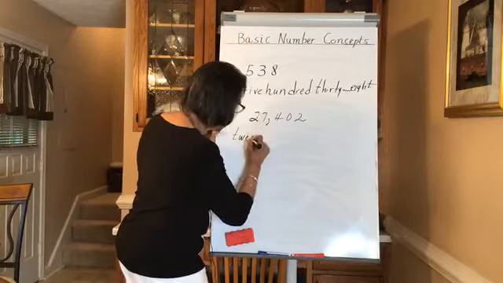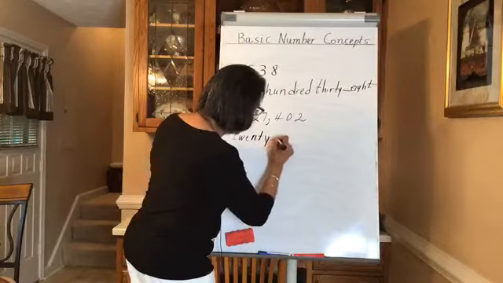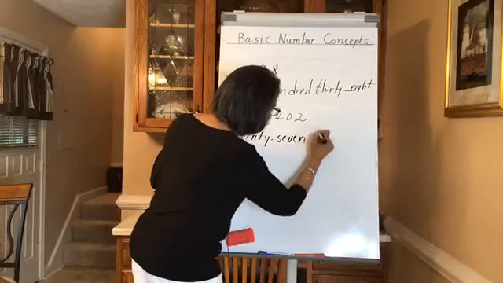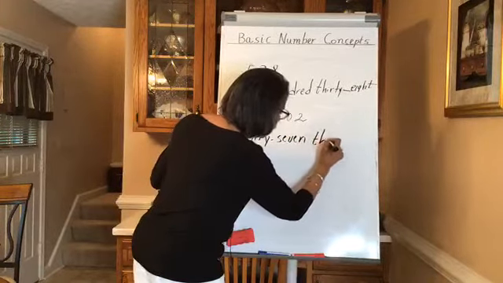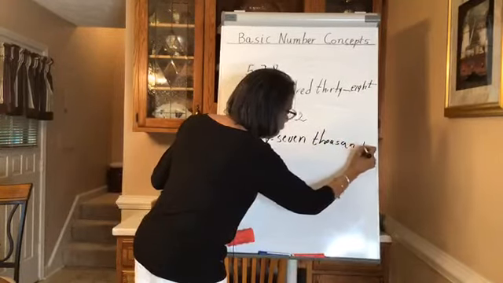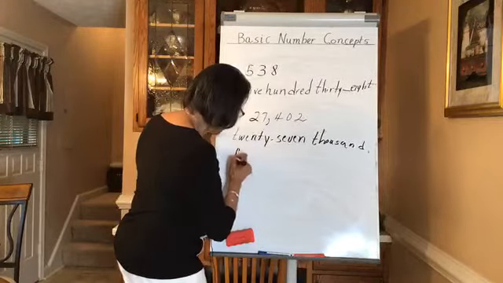Thousands family. I think I said millions. 27,000. Okay, 402.